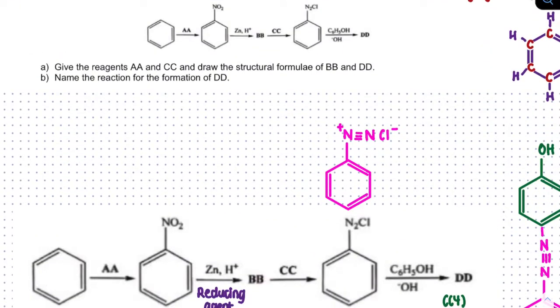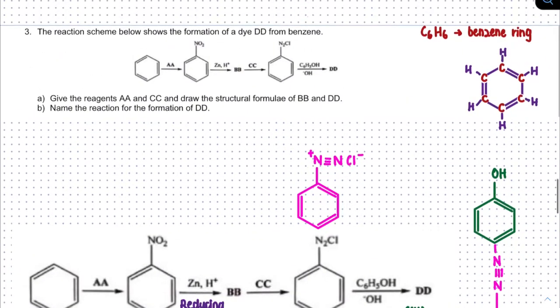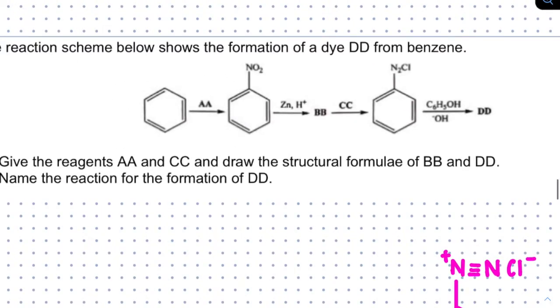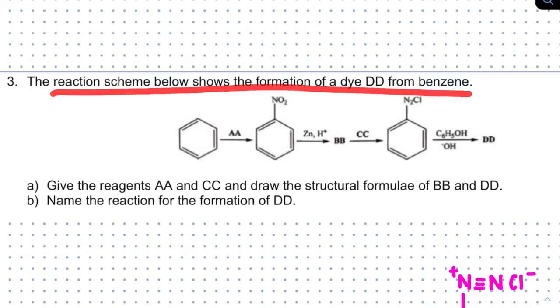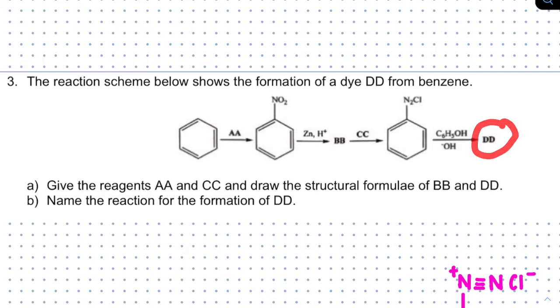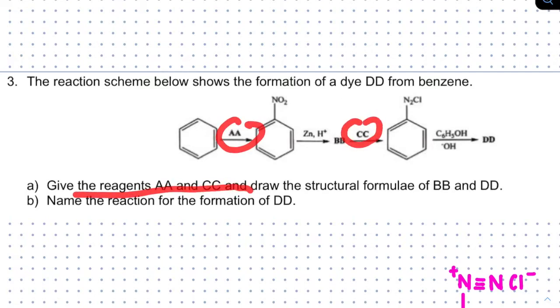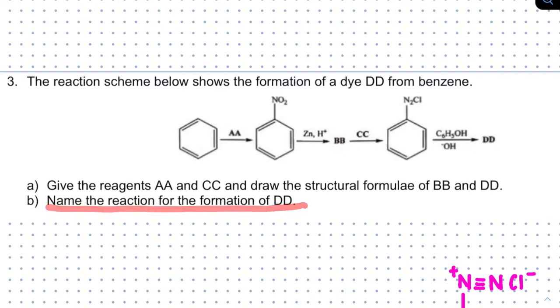Okay, now let's look for question number 3. Okay, question number 3. Okay, here it mentioned that the reaction scheme below shows the formation of a dye DD from benzene. Okay, so yang ini kita kena tahu lah the structure dia. Okay, so this is a reaction scheme. So dia minta kat kita give the reagent AA and CC, AA dengan CC, and draw the structural formula of BB and DD. BB ni yang ini, DD ni yang ini. Okay, name the reaction for the formation of DD.